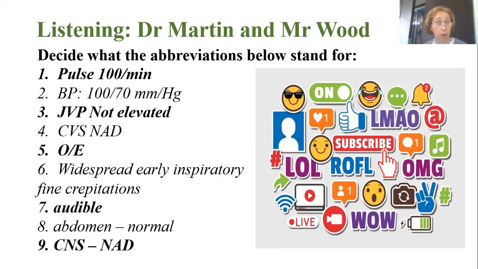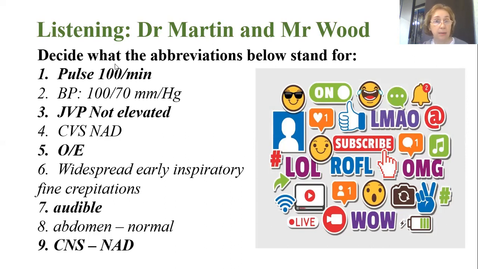We are speaking about number 4. CVS. What kind of system is it? Emma, can you help us? NAD, no apparent distress? This is no abnormality detected.